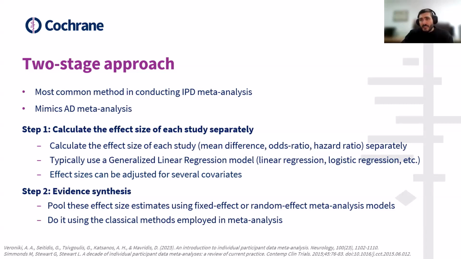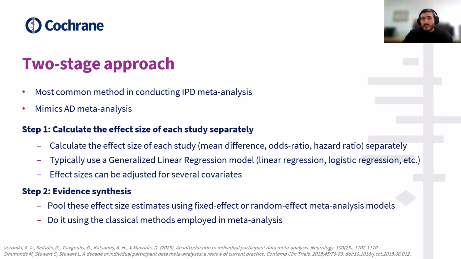So, for every study, we analyze the individual participant data to estimate the treatment effect, such as a mean difference, an odds ratio, or hazard ratio. To obtain these estimates, we typically use a generalized linear regression model, for example, a linear regression if the outcome is continuous, a logistic regression if the outcome is binary, etc. At this stage, an important advantage of IPD is that these effect estimates can be adjusted for several covariates, such as baseline characteristics, prognostic factors, and of course, using a consistent modeling strategy across all studies.